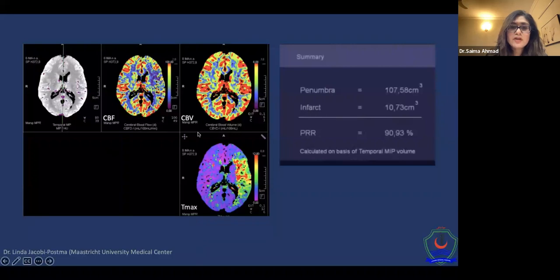So this is one of the figures taken directly from the post-processing software. You can see that the Tmax is higher, cerebral blood flow is lower, and the volume is preserved. And you need not calculate anything. It is directly telling you about the penumbra and the infarct, by doing its own calculations through the software.